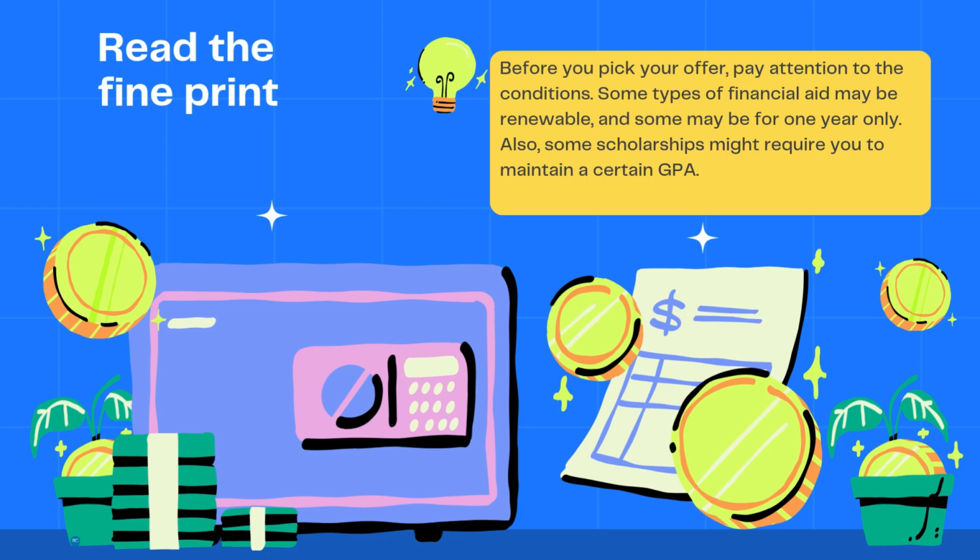Read the fine print. Before you pick your offer, pay attention to the conditions. Some types of financial aid may be renewable and some may be for 1 year only. Also, some scholarships might require you to maintain a certain GPA for the entirety of your college career.